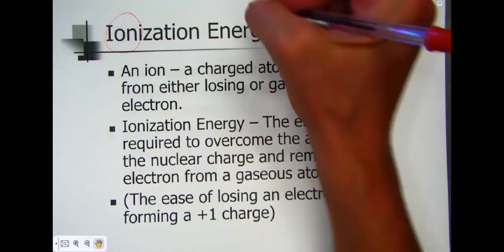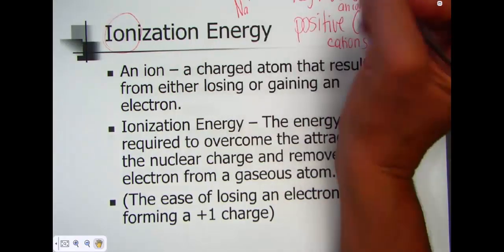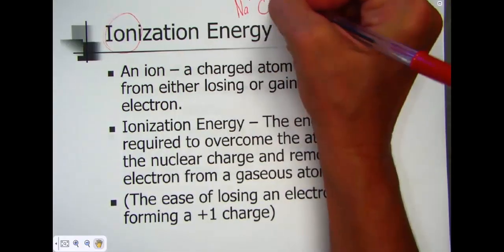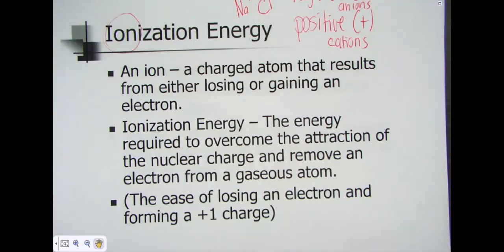Ions are charged atoms. Sodium ion, +1 charge, it's a cation. Chloride ion, it's a -1 ion. Ions are charged atoms either by losing or gaining an electron. So when we refer to ionization energy, very specific, it wants to measure the amount of energy required to overcome the attraction of the nuclear charge and remove an electron from a gaseous atom. The ease at which electrons are lost.